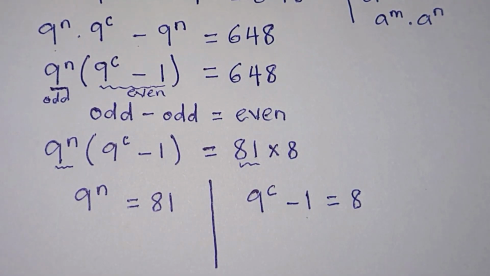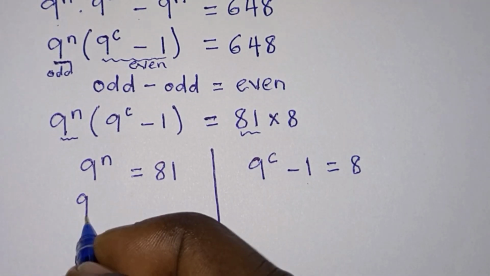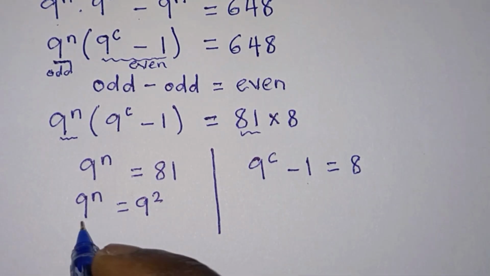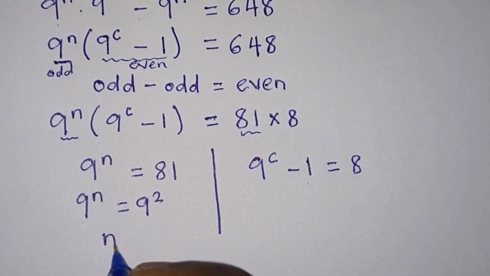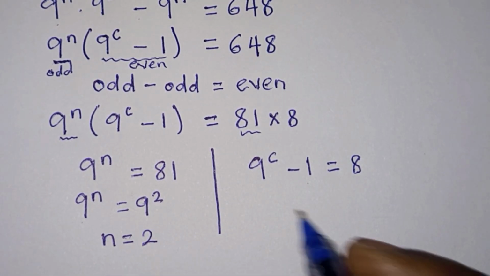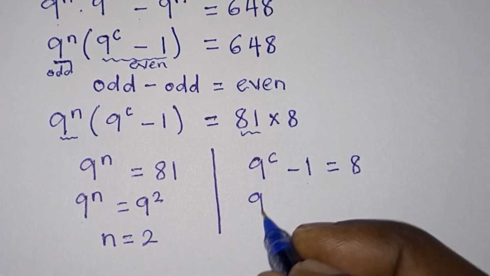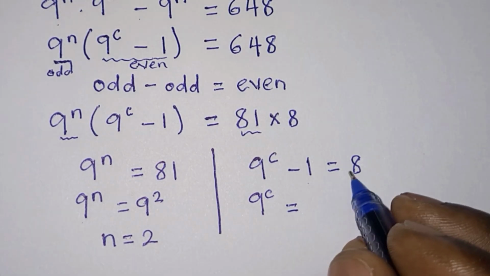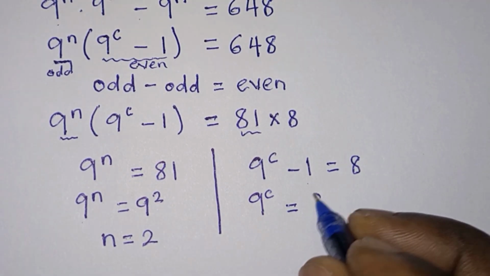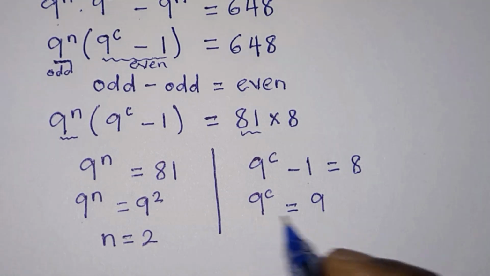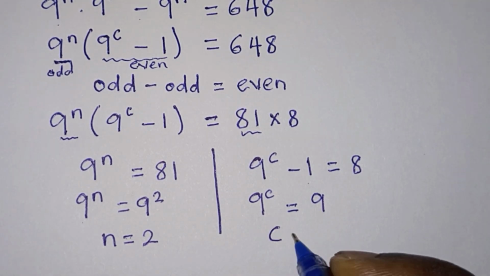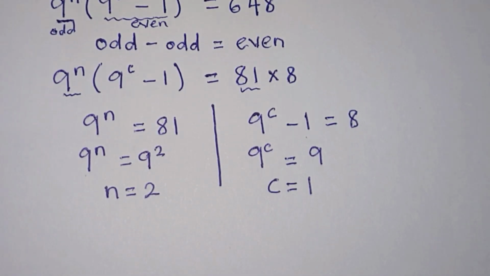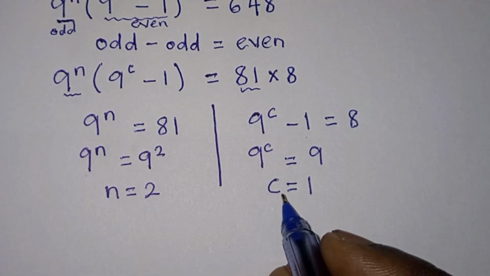So let's consider this one. 81 could be written as 9 to the power 2. The bases are the same, so straight away we see that n is equal to 2. Then from this side, we have 9 to the power c is equal to, we are taking this one to this side, so we're going to have 8 plus 1 giving us 9 here. And we see that the bases are the same, so it means that c is equal to 1, right? So now we know the value of n, and then we know the value for c.